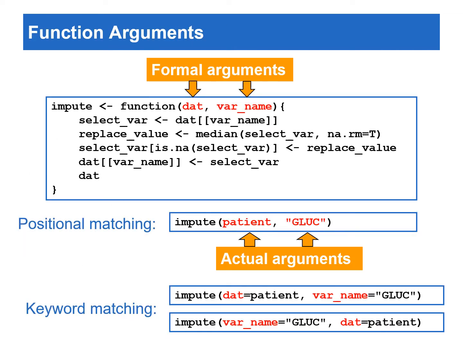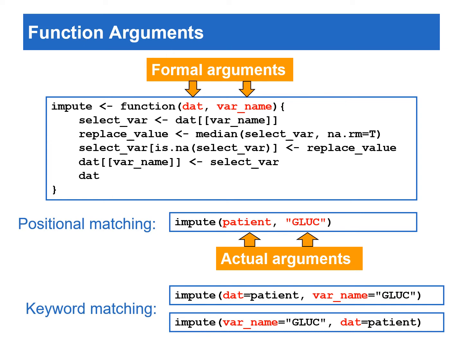Now let's talk about function arguments. The parameters of a function are often referred to as formal arguments. For example, the 2 formal arguments of the impute function are dat and var name. During the function call, we specify patient and GLUC, which are the actual arguments. By default, if we only list the actual arguments in the function call, the first actual argument, patient, passes to the first formal argument dat, and the second actual argument, gluc, passes to the second formal argument var name. This is known as positional matching.